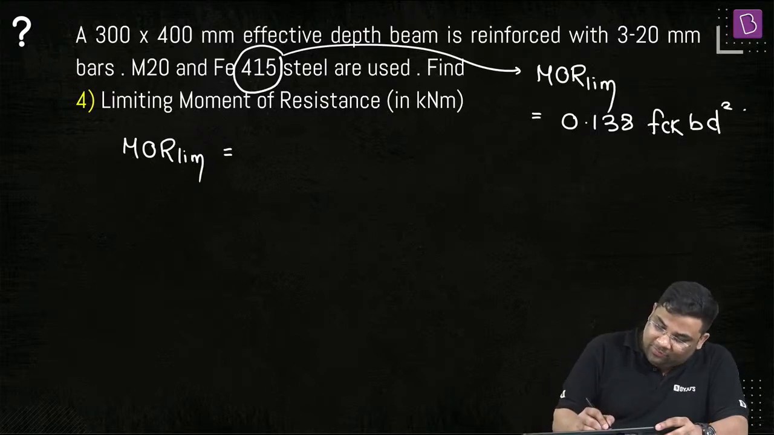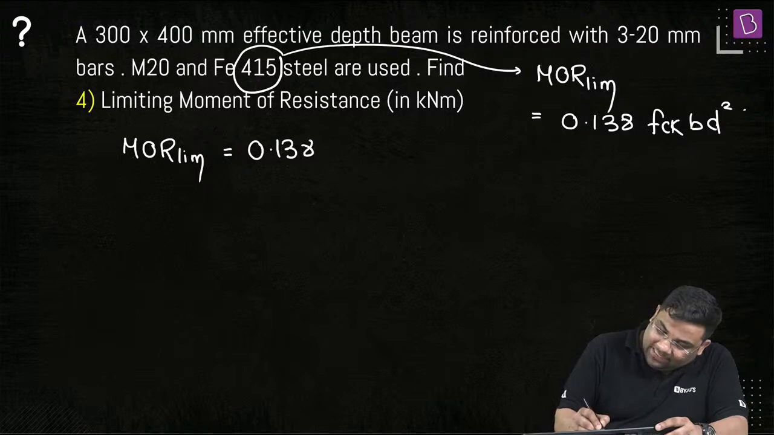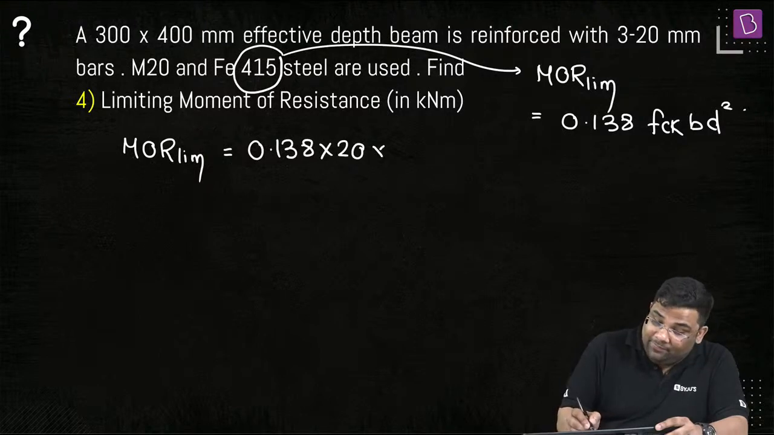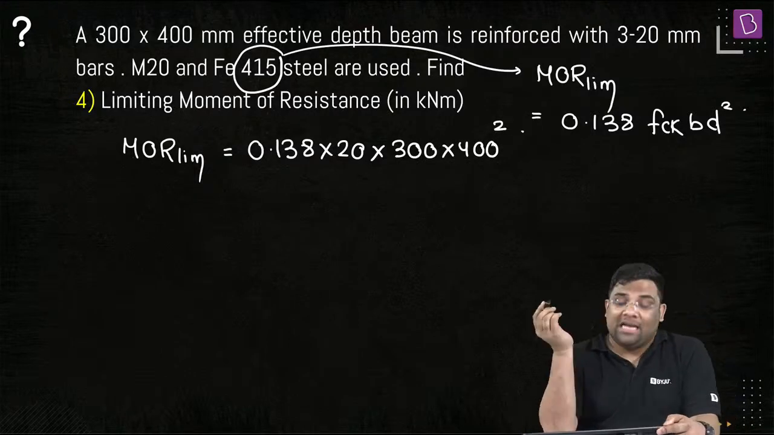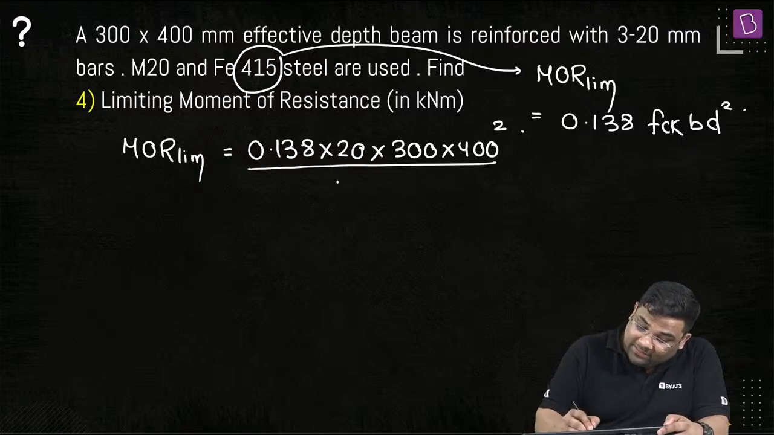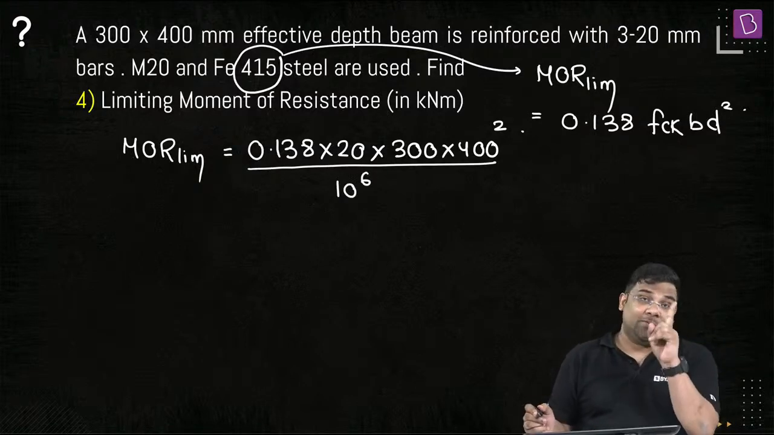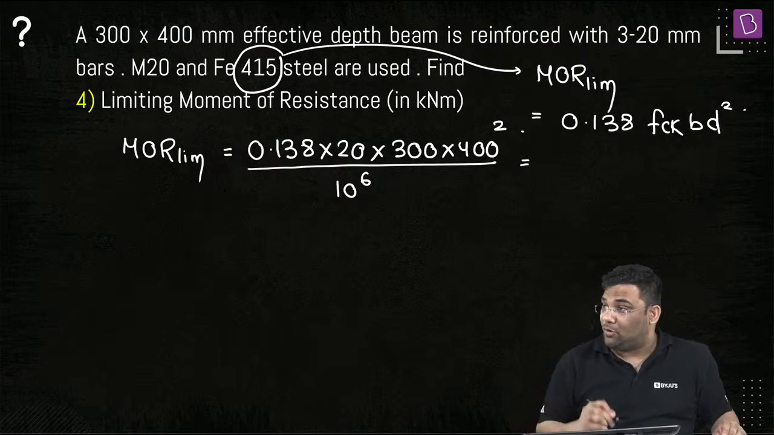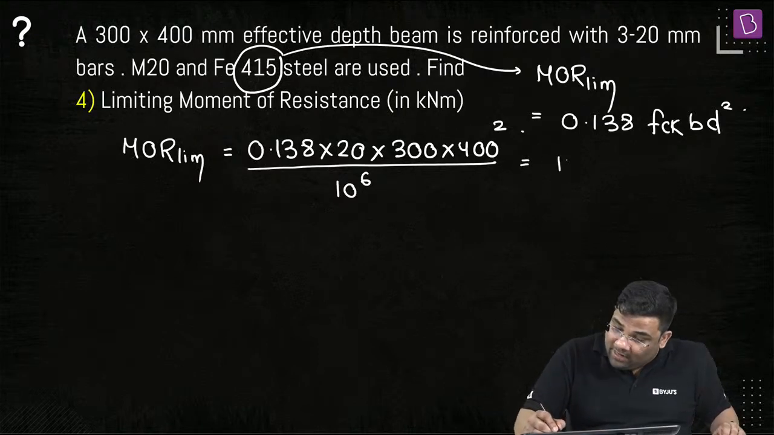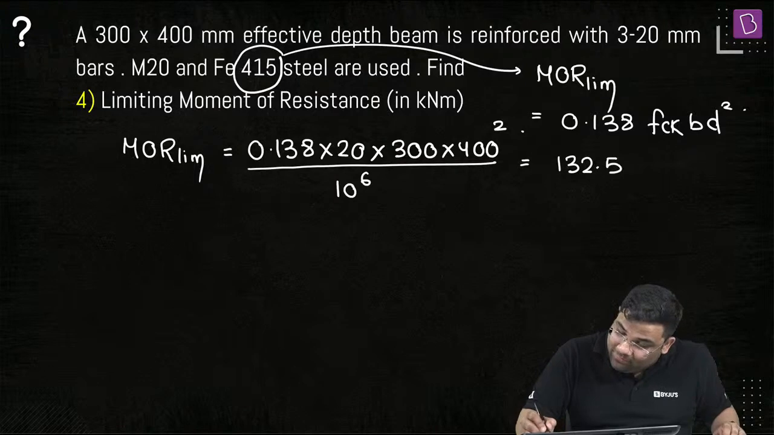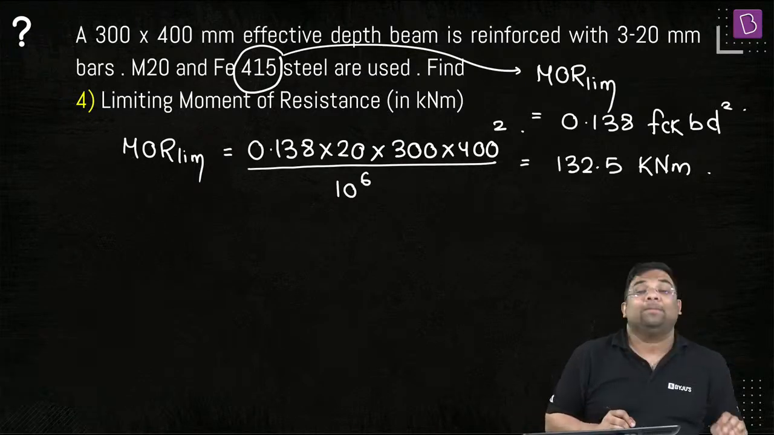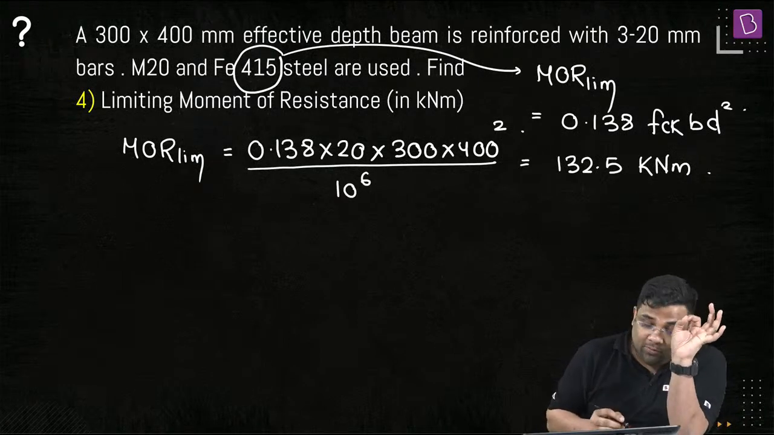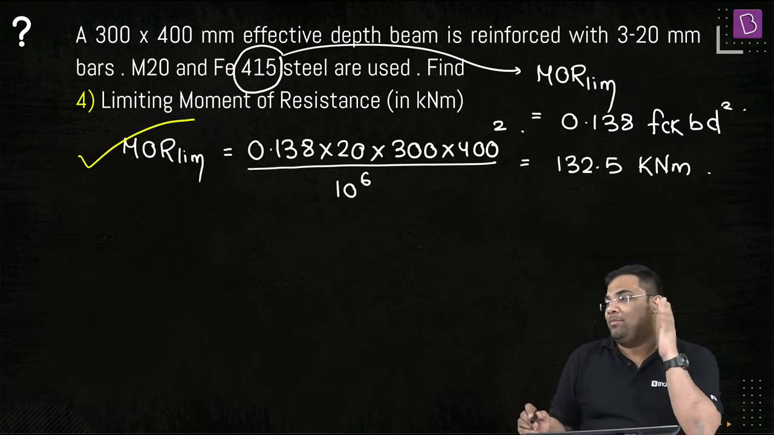So this will be equal to 0.138. FCK is 20, M20. B is 300. D is 400 square. So this will be in Newton mm. I'll divide by 10 to the power 6. When I divide by 10 to the power 6, we are getting 132.5 kilonewton meter. So ladies and gentlemen, if you have remembered those three formulas, you can easily find out MOR limiting.